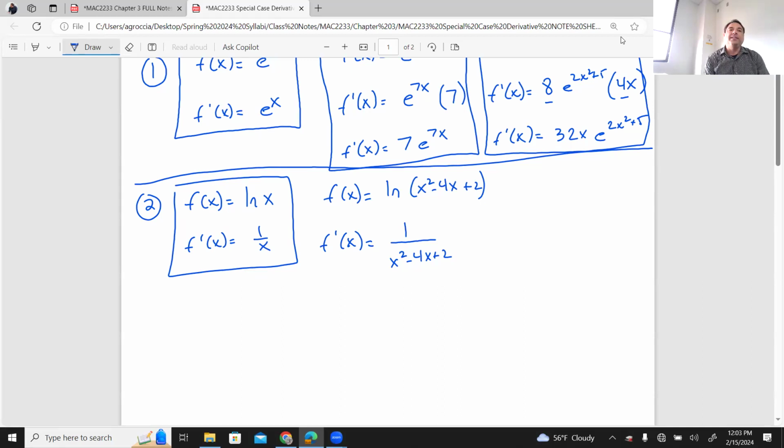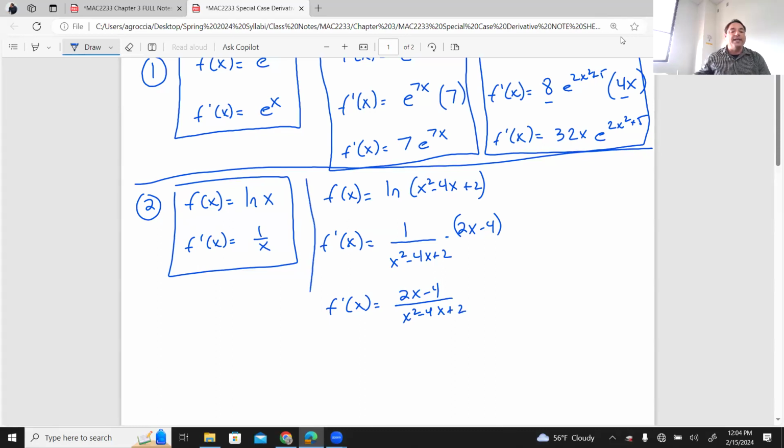But if you do that, there's something inside of you that's saying, I don't think we're done. And you're right, because I never dealt with the inside. So step 2 is the derivative of the inside. And the derivative of the inside is 2x minus 4. So your final answer will be 2x minus 4 over x squared minus 4x plus 2.